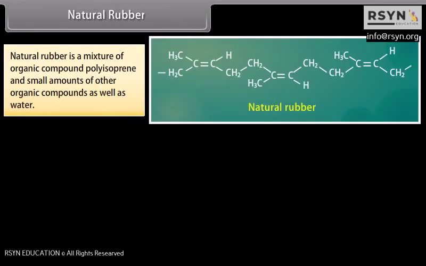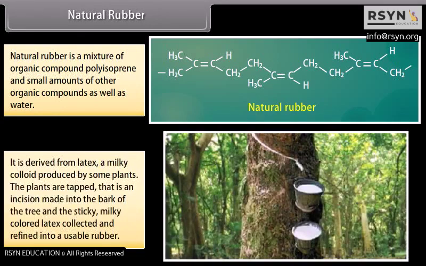Natural rubber. Natural rubber is a mixture of organic compound polyisoprene and small amounts of other organic compounds as well as water. It is derived from latex, a milky colloid produced by some plants. The plants are tapped, that is, an incision is made into the bark of the tree and the sticky, milky colored latex collected and refined into a usable rubber.